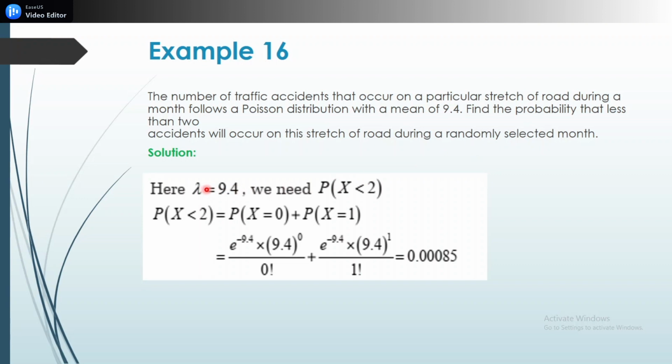The mean lambda is given, equal to 9.4. We need to find the probability of less than 2, which means 0 and 1. Then the probability of the value less than 2 is the probability of x equal to 0 plus the probability of x equal to 1. When we apply the formula of the Poisson distribution, it is equal to this one plus this one, which is equal to 0.00085.